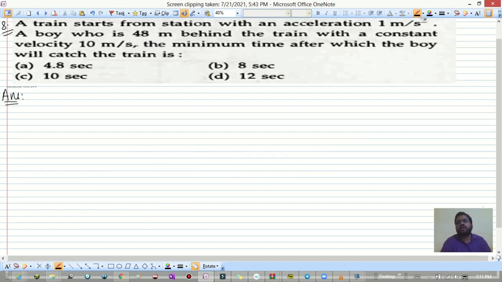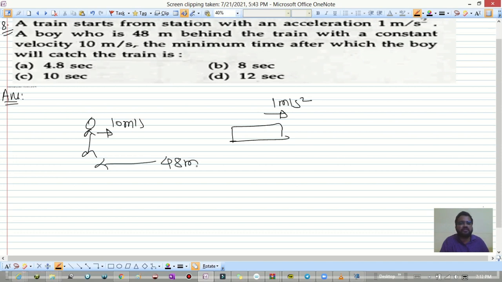Next, a train starts from station with an acceleration 1 meter per second squared. A boy who is 48 meters behind the train with a constant velocity 10 meter per second. Minimum time after which the boy will catch the train. So this is the boy. This is the train, which is moving with 1 meter per second squared. Boy is moving with 10 meter per second. This distance is 48 meter given.